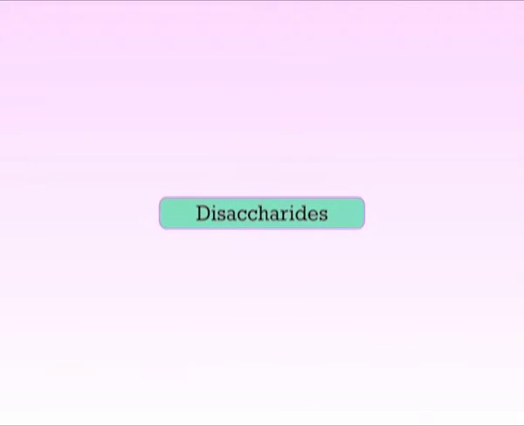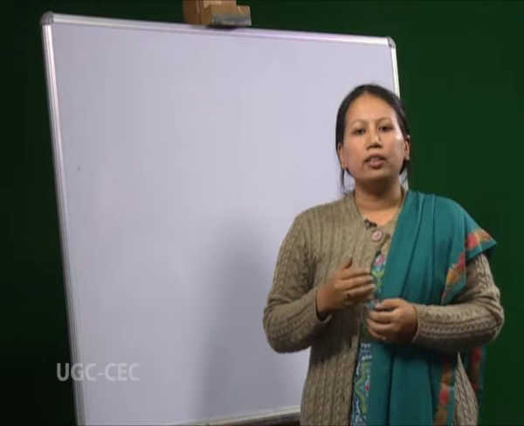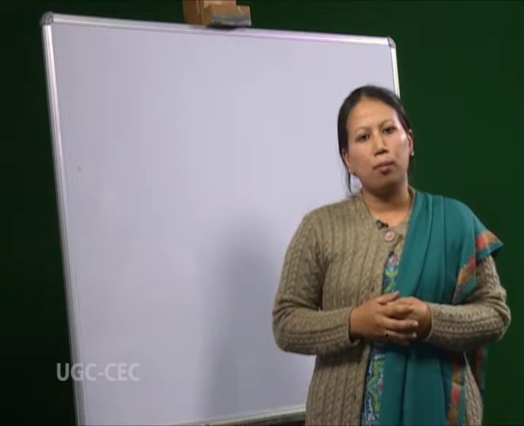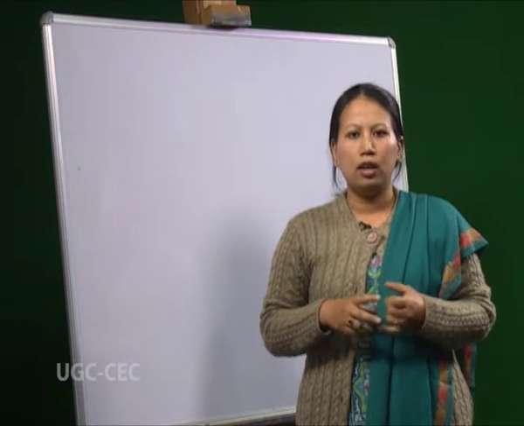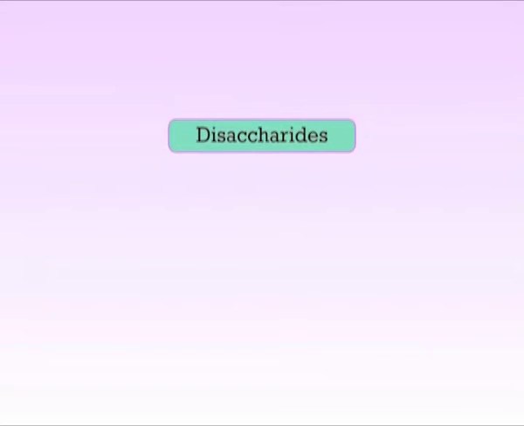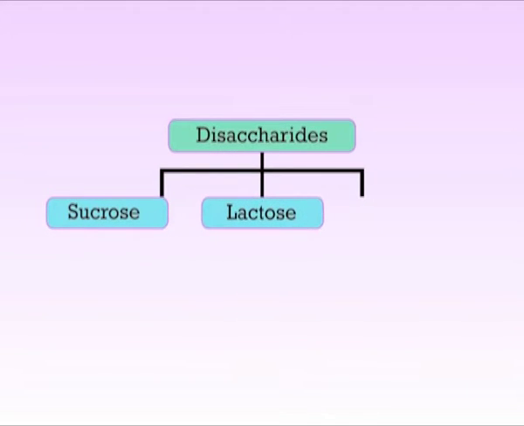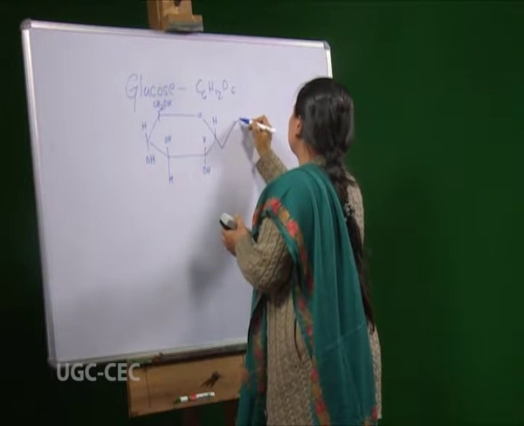Next, we'll see disaccharides. The disaccharides are simple sugars composed of two monosaccharide units linked together. The three main disaccharides of physiologic importance are sucrose, lactose and maltose. First, we'll see sucrose.